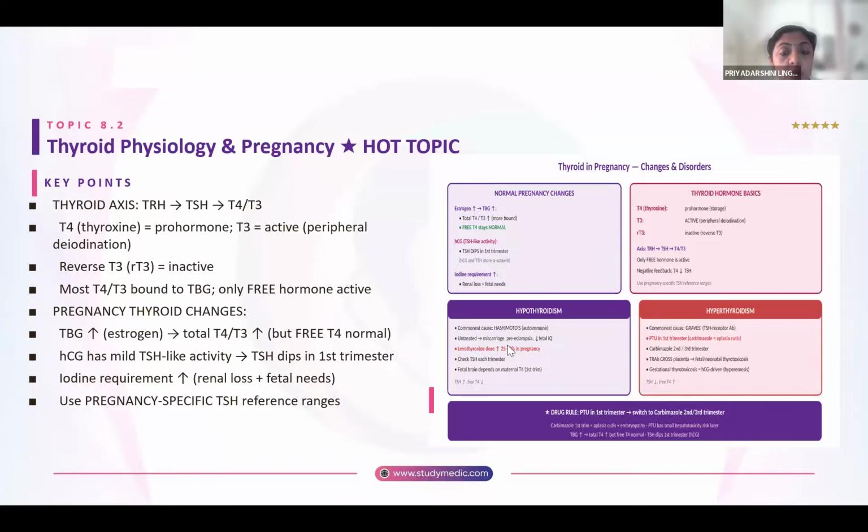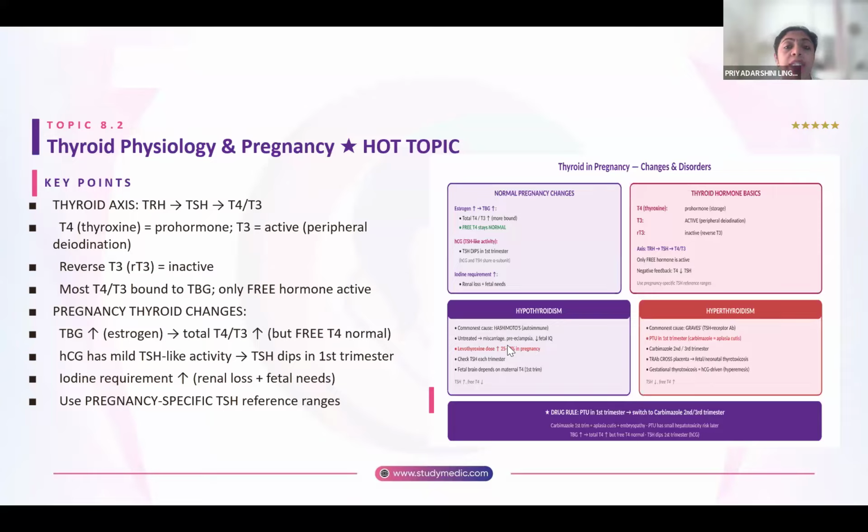In hypothyroidism, what is the commonest cause? It is Hashimoto's or autoimmune thyroiditis. When a woman with Hashimoto's is not treated, this can lead to miscarriages. It is associated with preeclampsia and also a reduction in the IQ of the baby. If you look at the dosage of treatment with levothyroxine, usually there's a 25 to 50% increase in the dose in pregnancy as compared to a non-pregnant woman.